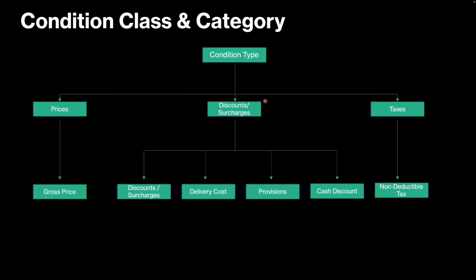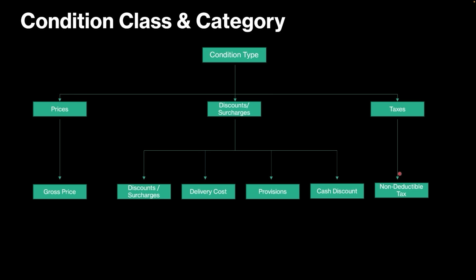And within this discount or surcharge, you have these many elements. That is, within this discount or surcharge, you have a general discount or surcharge which is offered by the vendor. Then you have a delivery cost which is like a surcharge only. Then you will have miscellaneous provisions. These are also surcharges which will get added to the material price. And then you have cash discount, which is kind of a discount only, but it has some preconditions based on which those discounts will get calculated.